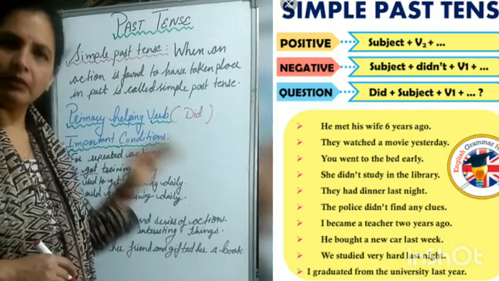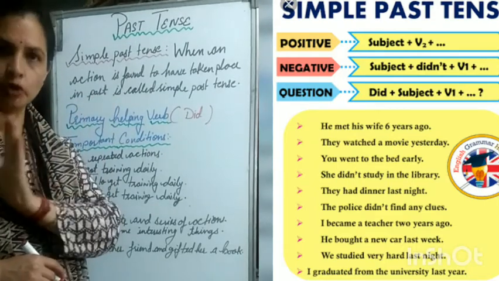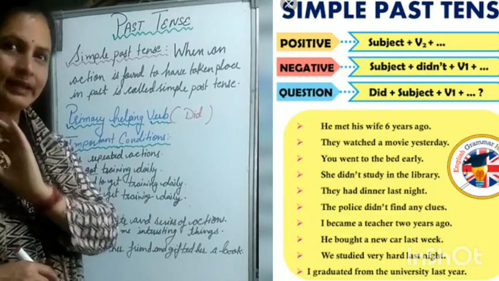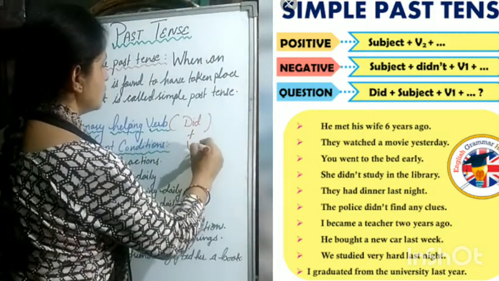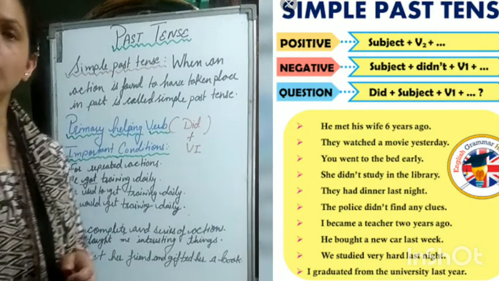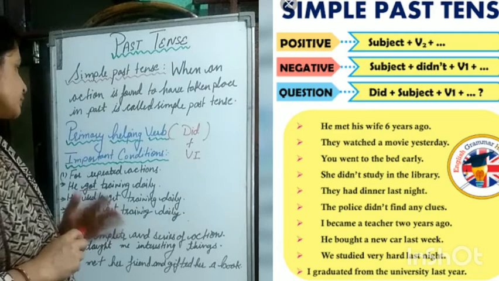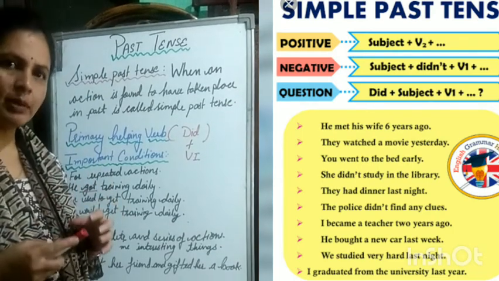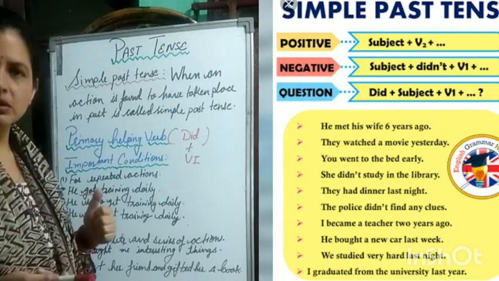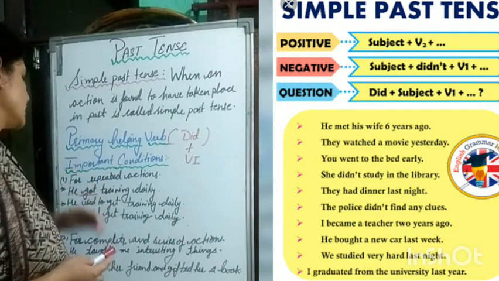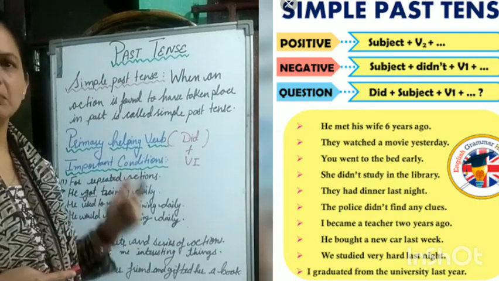Primary helping verb which is used in simple past tense, that is second form of do, that is did. And with did, we always use first form of verb in negative and interrogative sentences. Now children, the conditions when we use simple past tense are as follows: first, for repeated actions we use simple past tense.